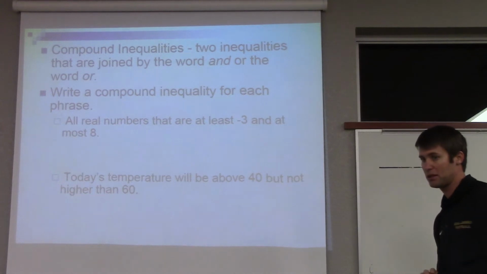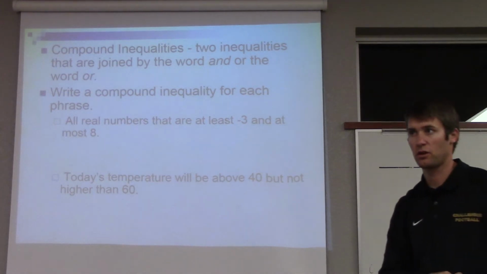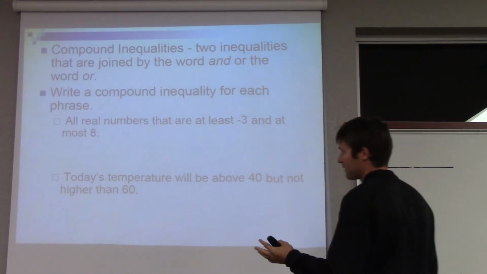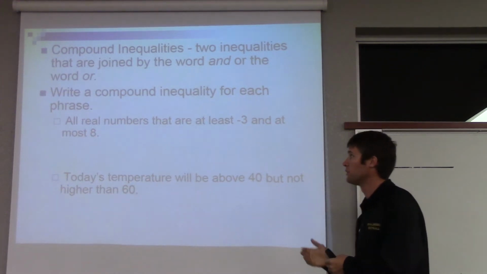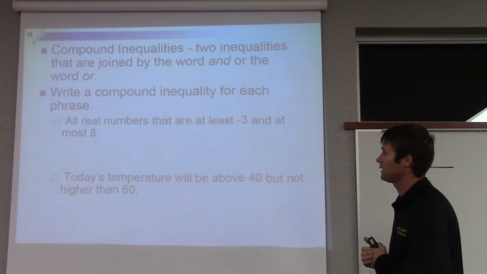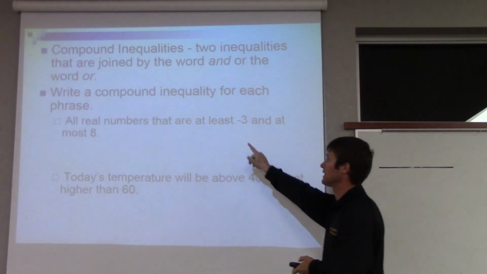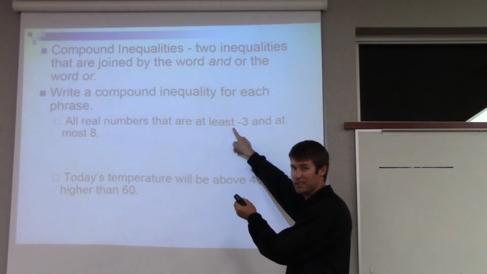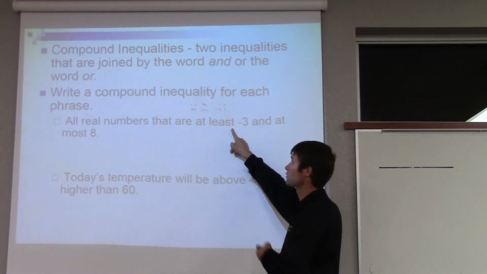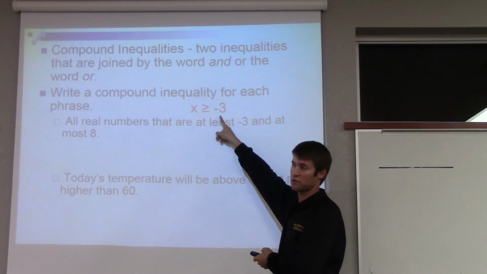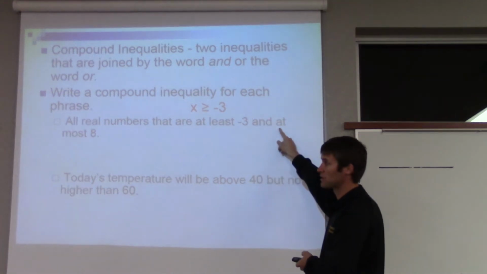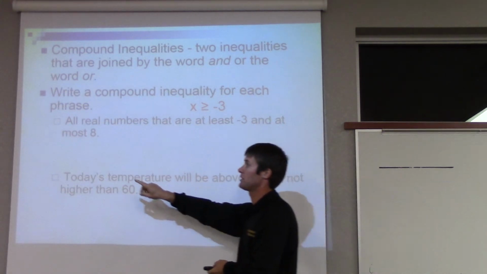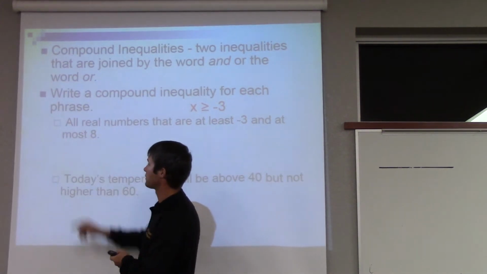So compound inequalities, again, what they are, they're just two inequalities joined by the word and or or, you'll see that at all times. So we want to come here, write a compound inequality. All real numbers that are at least -3, so they're at least that much, or they could be bigger, so we'd say greater than or equal to -3, and at most 8. So they could be 8, but they're not going to exceed 8. So we'd say it's less than or equal to 8.